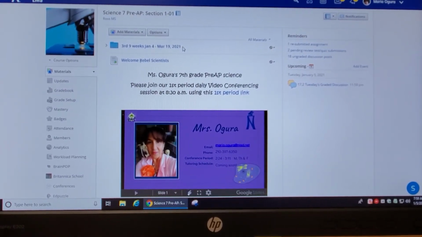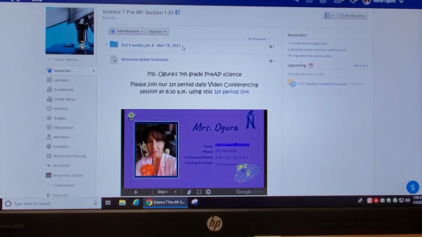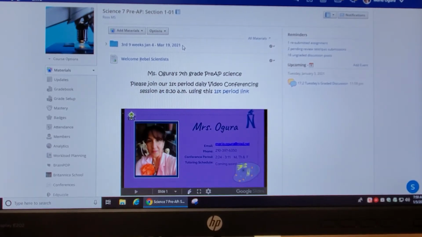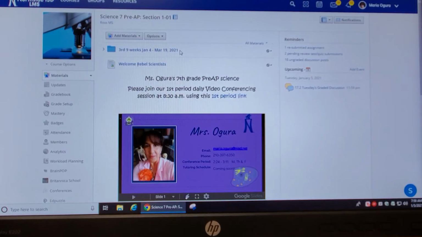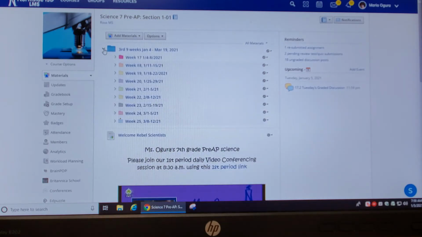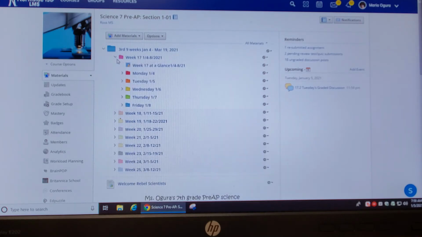Today we are going to continue to talk about dichotomous keys and practice using them, as well as starting to learn some of the vocabulary that is commonly used on the STAR test and that you'll be seeing on our common assessments. So we are in the third 9 weeks, week 17, and today is Tuesday.